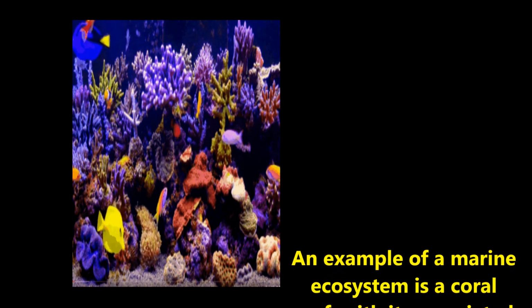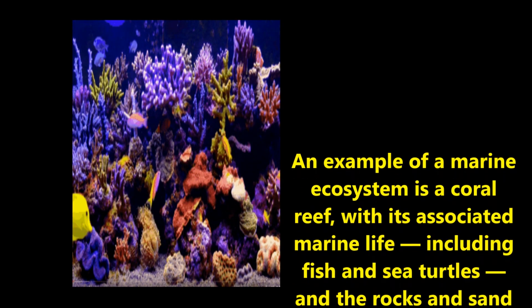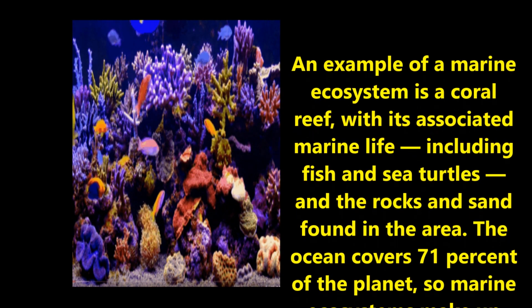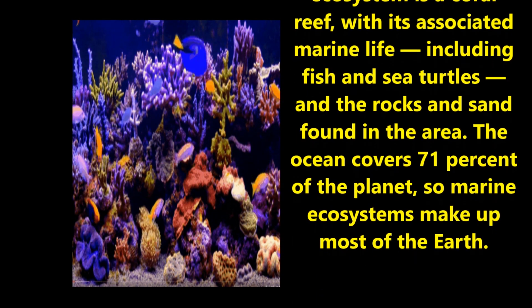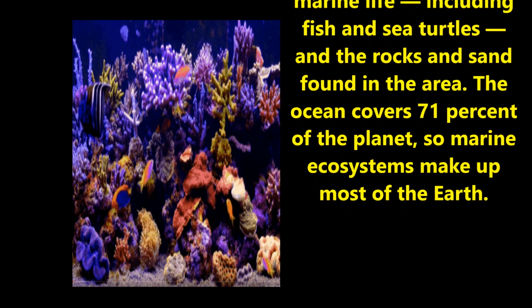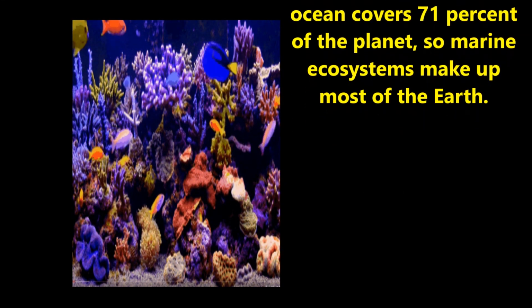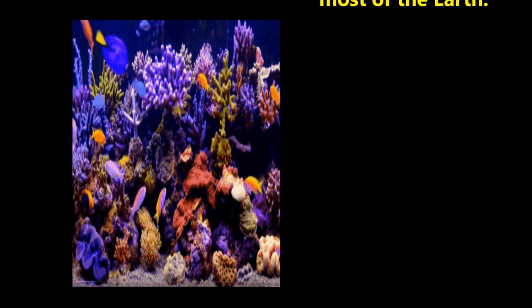Let us discuss examples of a marine ecosystem. An example of a marine ecosystem is a coral reef with its associated marine life, including fish and sea turtles, and the rocks and sand found in that area. The ocean covers 71% of the planet, so marine ecosystems make up most of the Earth.